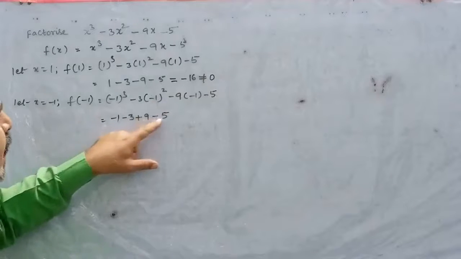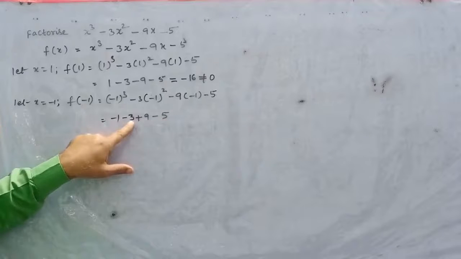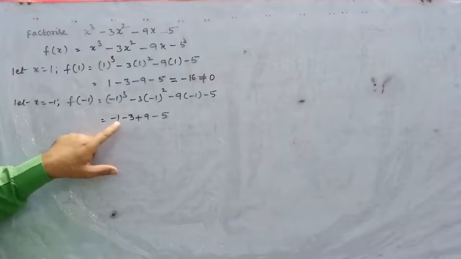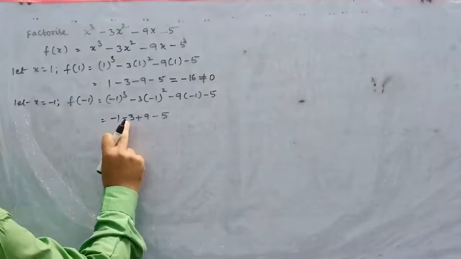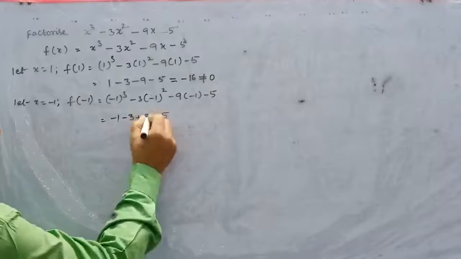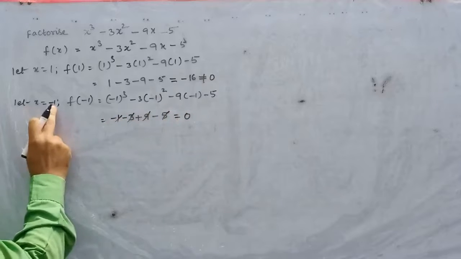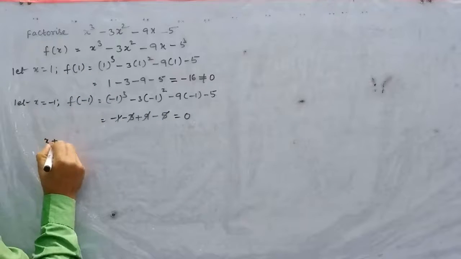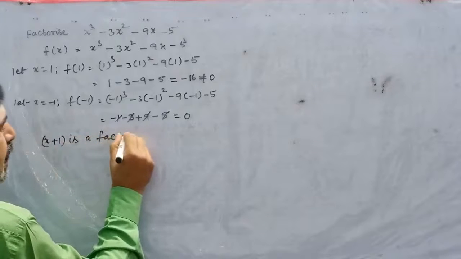Now 9 minus 5, plus 4. Plus 4 minus 3, plus 1. Minus 1 gets cancelled. Minus 1 minus 3 minus 5 plus 9 gets cancelled. We get 0. So therefore x is equal to minus 1, that is x plus 1, is a factor of f of x.